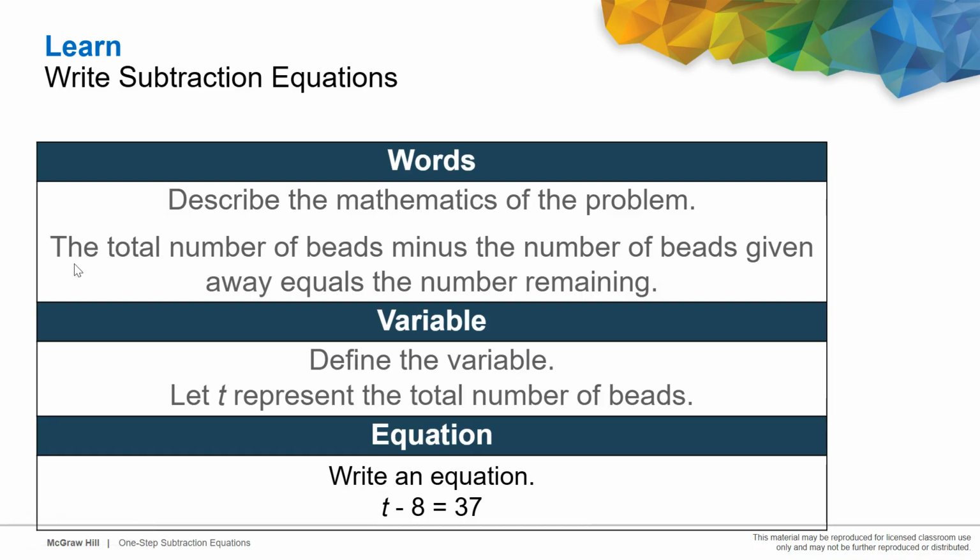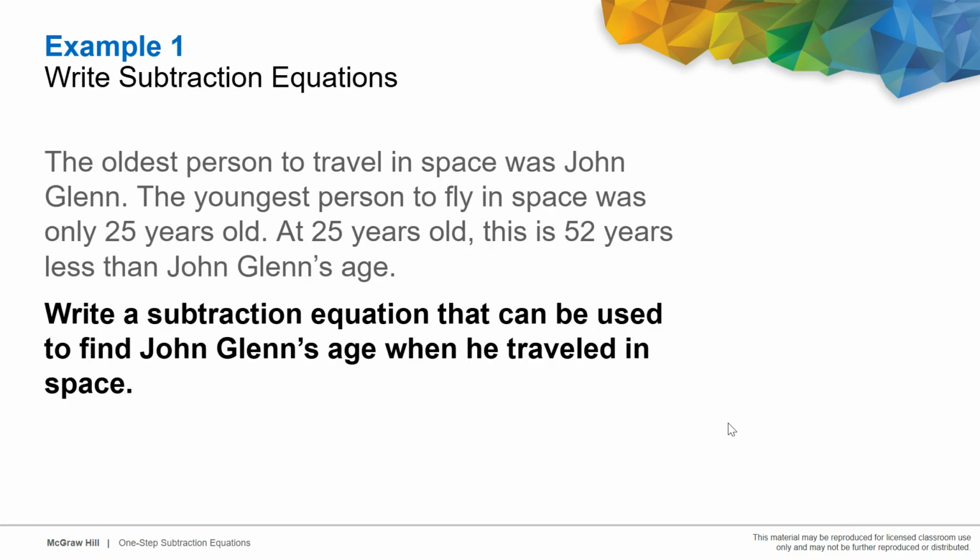So in this case, the total number of beads minus the number of beads given away is going to equal the number remaining. So we can say T for the total number of beads, because that's the part we don't know. So T minus 8, which is how many she gave away, equals 37. So this is what I mean by being careful. You can't put 8 minus T. That will not be the same thing. So you need to make sure you put things in the right order depending on the words.